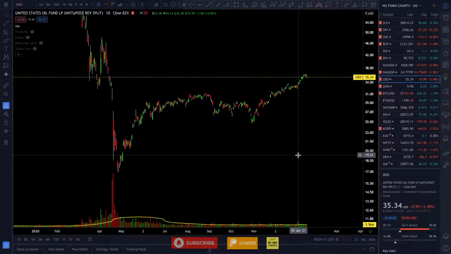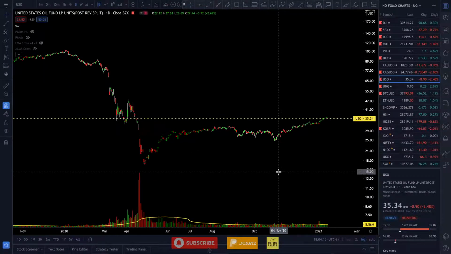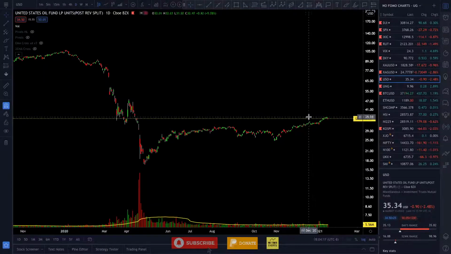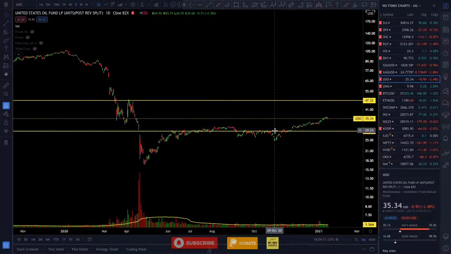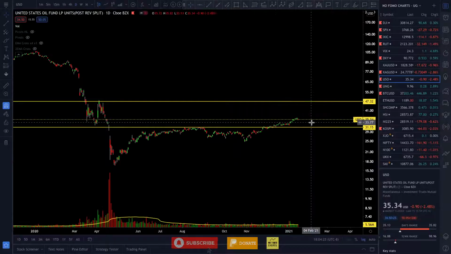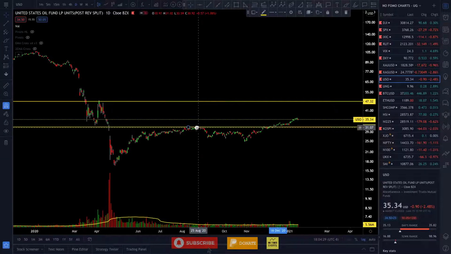Now though, if you look left, because oil was in a super downtrend for about a whole year, now we're getting the reversal. So you see there's strong prior resistance and support levels, okay? So this used to be a resistance level. You see that over here and a support.